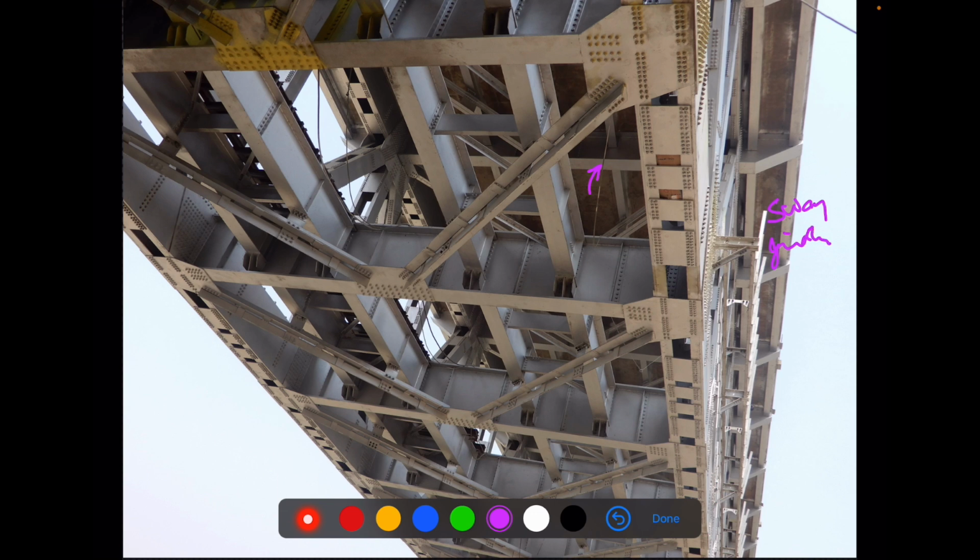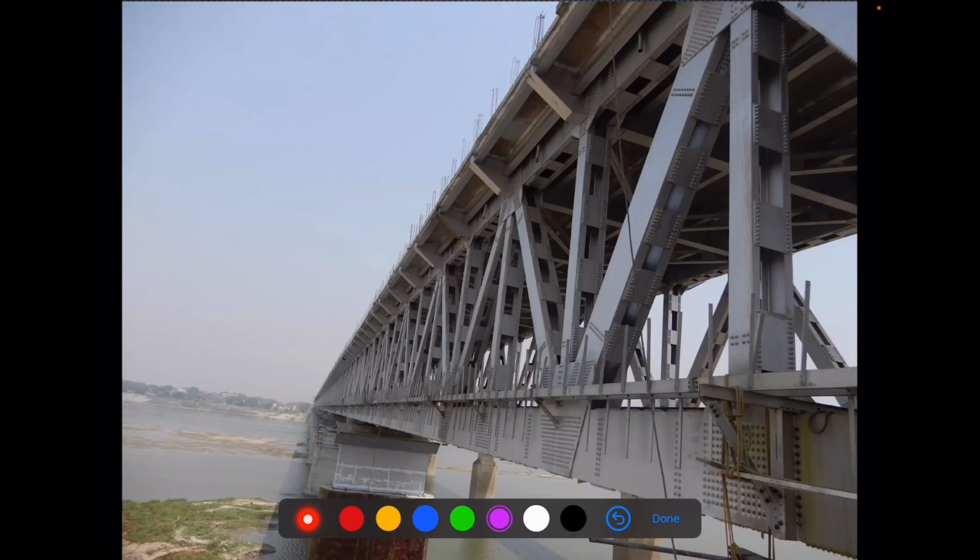over which the deck slab of the road bridge has been provided, connecting the top flange. The top flange of this sway girder must be provided with shear studs, which get cast into the concrete of the road deck. Apart from this, what else is visible? We can see some top lateral bracings over here. Okay, let's see the next photograph.